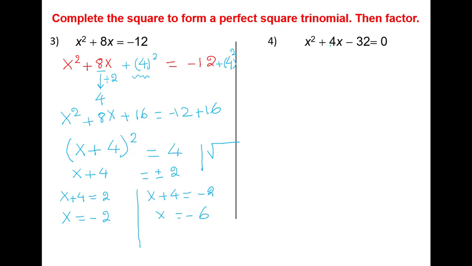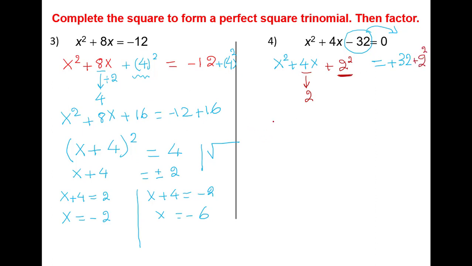Now, I want to solve this equation by completing the square too. So first, I'm going to isolate the constant after the equal sign. I'll have here x squared plus 4x. I'll leave a space, put equal. This will go over as positive 32. Then the following step, I'm going to do as I did before. Here, divide this by 2. It will give me 2. Add 2 squared. As I added it here, I must add it there.